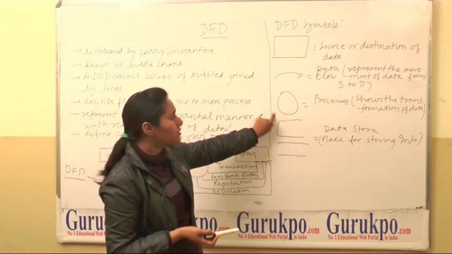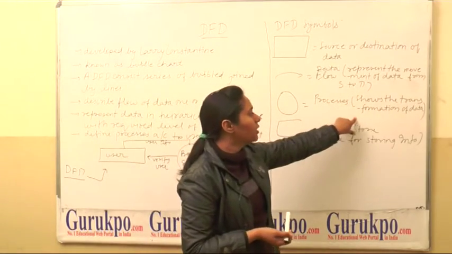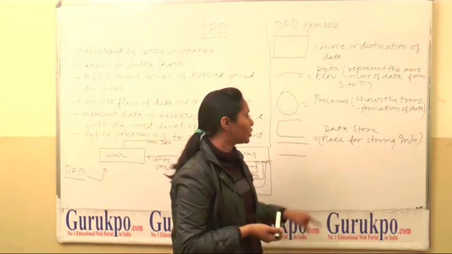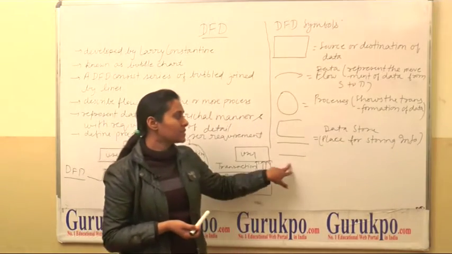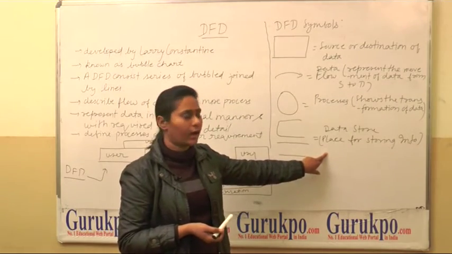Next is the circle. The circle represents the processes. It shows the transaction. It shows the transformation of data. And last is the data storage. Data storage is the place for storing data.